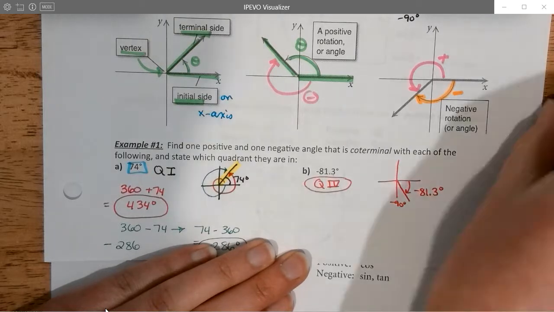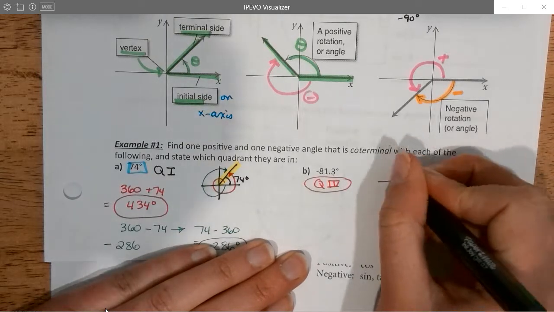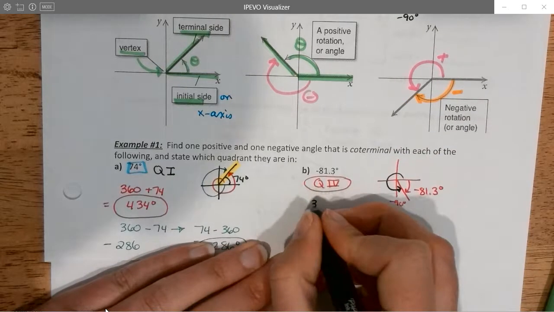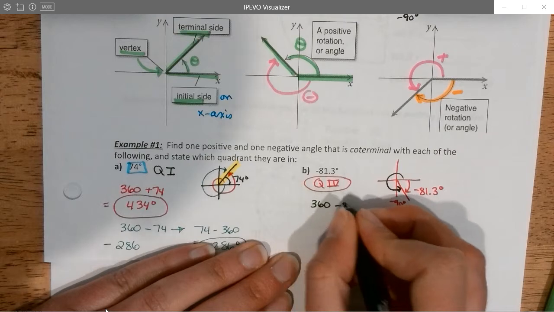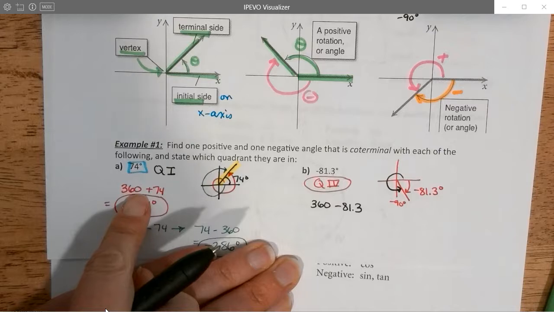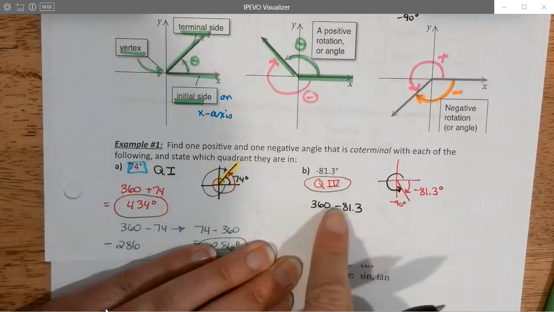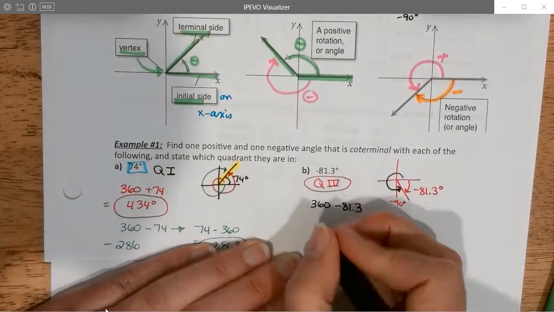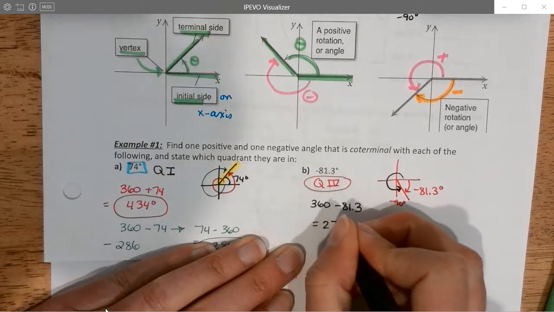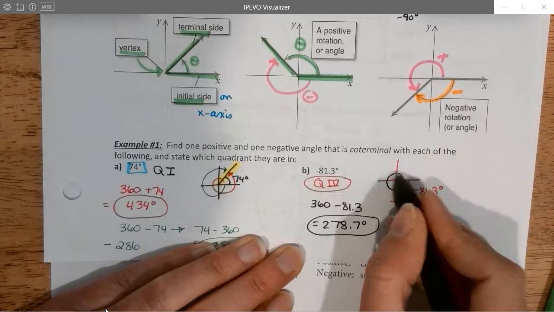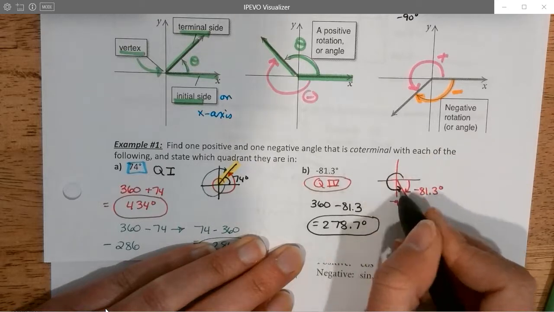Then find some coterminals. Okay, so the first is the positive. So if I take the positive, wrap around to here, that was 360 minus 81.3, or it's really plus a negative 81.3, so it's the same idea as the 360 plus 74. I'm adding, the angle just happens to be negative. So 360 plus a negative 81.3 is 278.7 degrees. That's the same thing, it's just going in the positive direction around it. There are 278.7 degrees going this way.